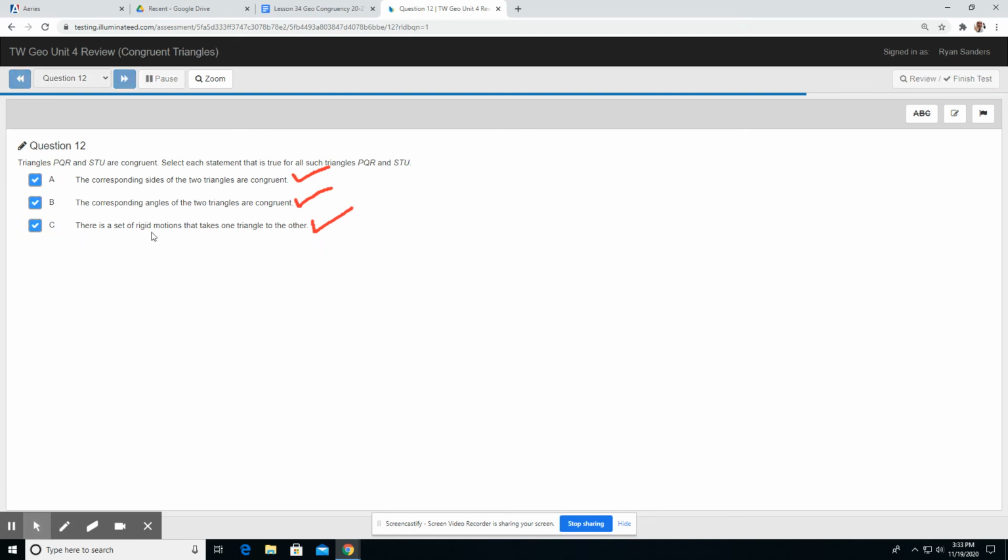Everything's true on this one. Yep, the motions, that's the definition. The angles have to match. This is not enough if you're going from there, but if they are congruent, then this is true. So these two right here are your corresponding parts of congruent triangles are congruent. And this is your definition of congruence.